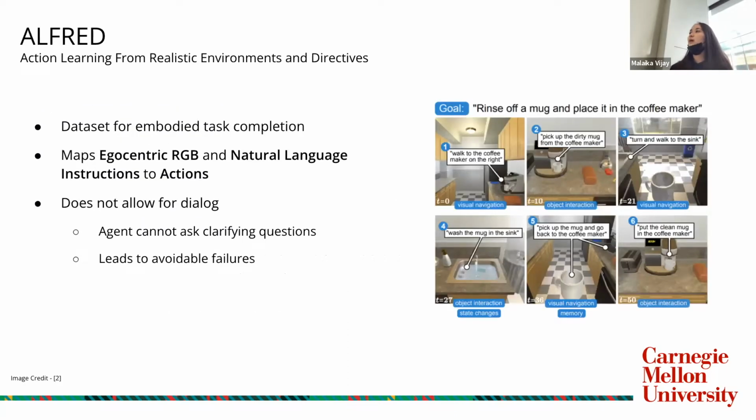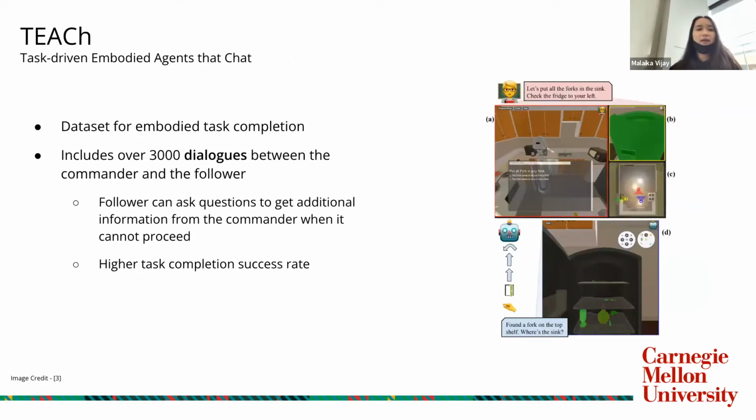Throughout our project, we mainly played with two datasets, Alpha and Teach. Alpha stands for Action Learning from Realistic Environments and Directives. It is a dataset for embodied task completion. It maps egocentric RGB image frames and natural language instructions to actions. However, one limitation is that it does not allow for dialogue. That means the agent cannot ask clarifying questions when it gets stuck with the task, which might lead to potential failures.